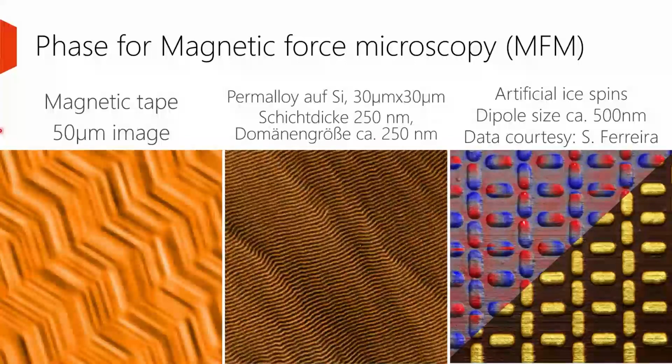This is on a magnetic tape, on a permalloy, and here on artificial ice, measured by the phase. Here the cantilever is not allowed to be in contact with the surface, otherwise the topography induces more phase contrast than you get from the magnetic forces. But if the magnetic force between the sample and the tip changes depending on where you are, and the force becomes more attractive or more repulsive, you get a phase shift, and this phase shift you detect as an MFM signal.